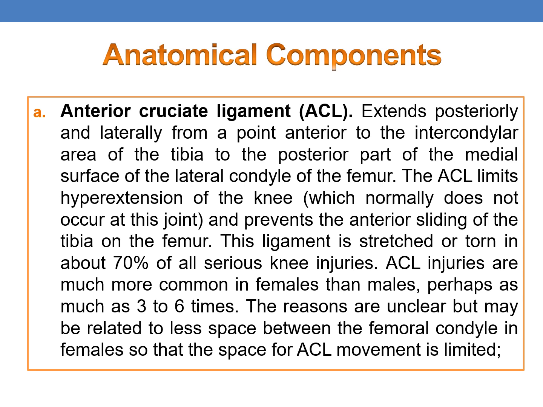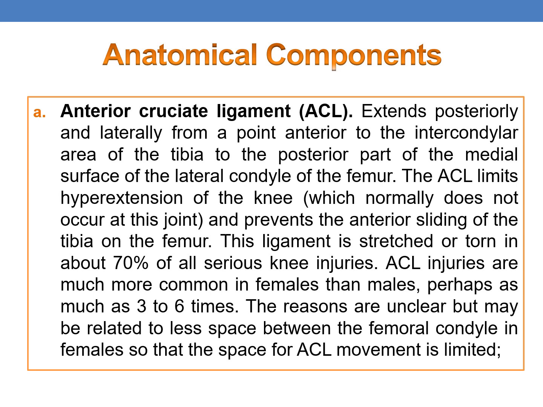The next is the anterior cruciate ligament, ACL. It extends posteriorly and laterally from a point anterior to the intercondylar area of the tibia to the posterior part of the medial surface of the lateral condyle of the femur. The ACL limits the hyperextension of the knee, which normally does not occur at this joint, and prevents the anterior sliding of the tibia on the femur.